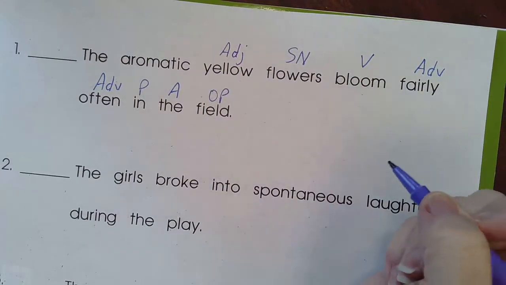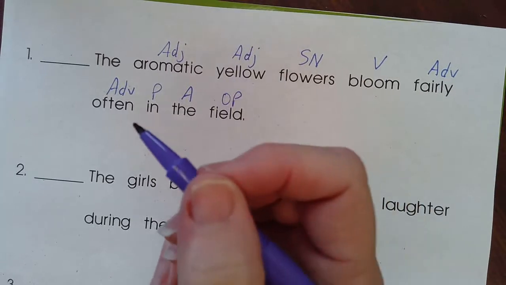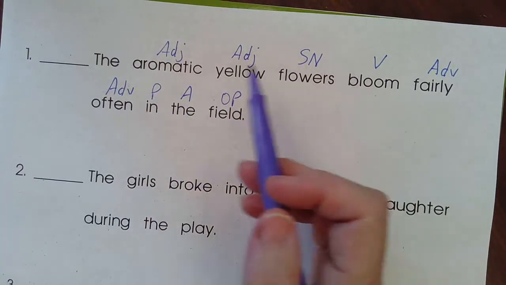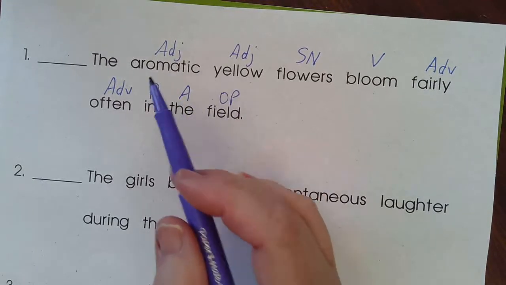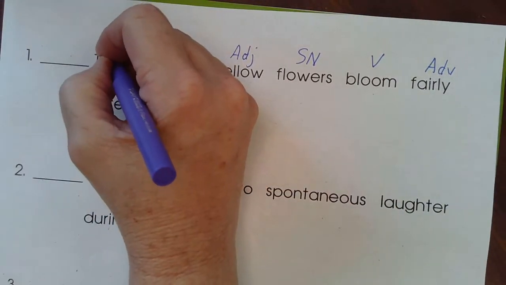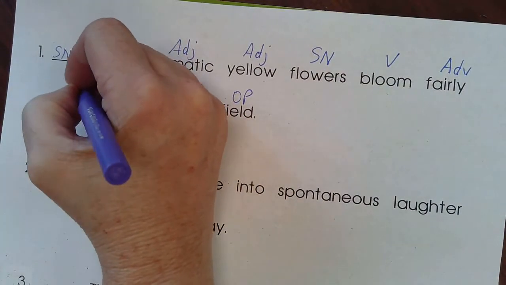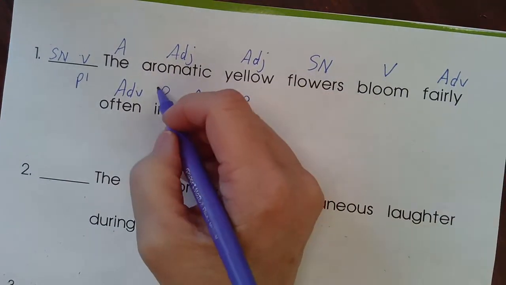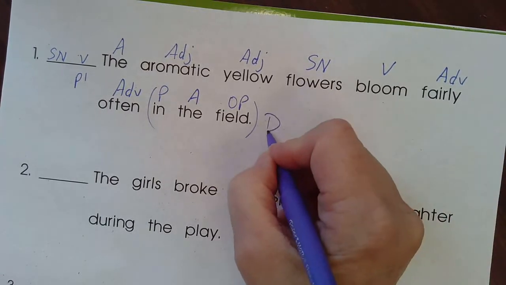Adjective. What kind of flowers? Aromatic. Adjective. Do you have to know what aromatic means to know it's an adjective? Nope. But it means they're nice. They have a nice aroma. They're smelly. The article adjective. Subject noun. Verb. Pattern 1. Skill check. In the field. Prepositional phrase. Period statement, declarative sentence.